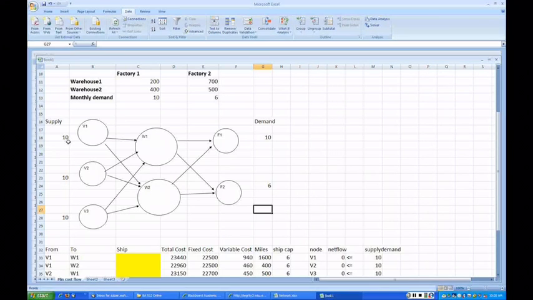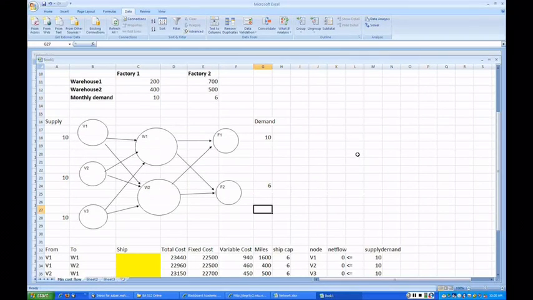Each vendor can supply about 10,000 boom boxes. Since we are working in thousands of units, I will just use 10, 10, 10. So the total supply from all these three places is 30,000, or 30 units of boom boxes. Factory 1 needs 10 and factory 2 needs 6 on a monthly basis. So we need only 16, but we have a total capacity of 30. So this is an unbalanced problem where the supply exceeds the demand.